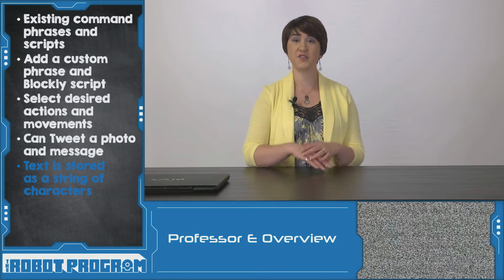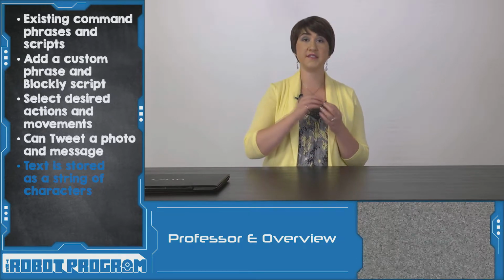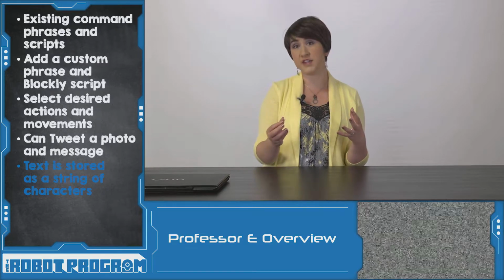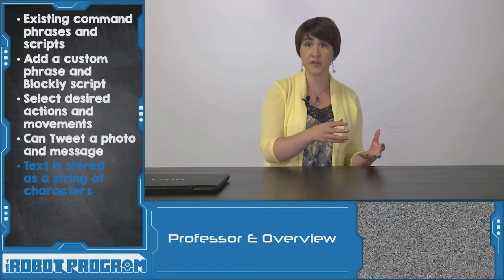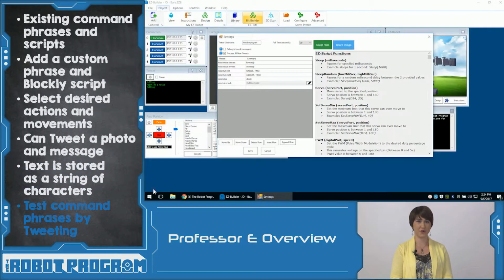Remember that all text is stored as a string or a sequence of characters. So in this case, we were actually sending a string of characters that all added up to hello, this is JD as a string, and that string was then sent out to Twitter. Save your scripts and go back to the Twitter control. You can now test them out by writing a new tweet from your Twitter account.